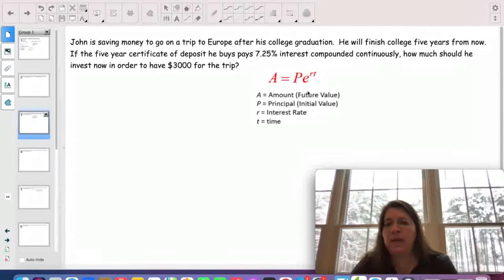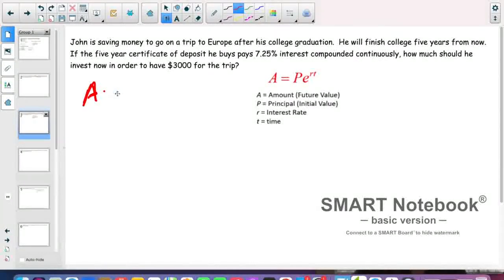A equals Pe to the rt. A is the amount, or our future value, what it will be worth after that 5 years. P is your principal amount, the initial value. How much did he invest at the beginning of the problem? R is your interest rate, and remember, whenever you have a rate given as a percentage, you have to write it into the formula as a decimal. And t is the amount of time. So A equals Pe to the rt is our formula, and we're just going to plug in.